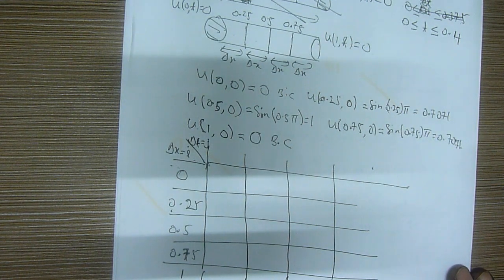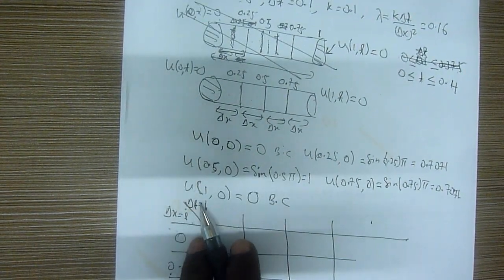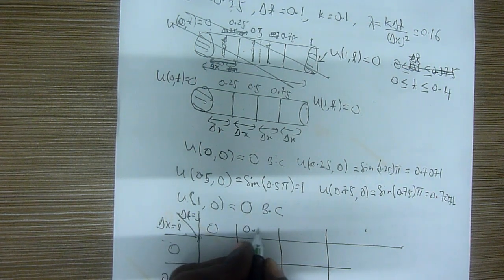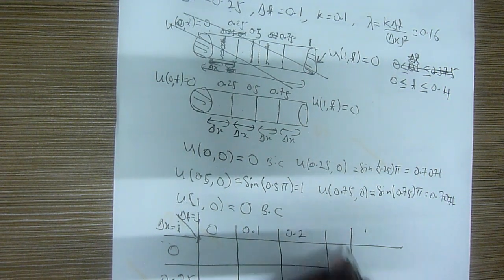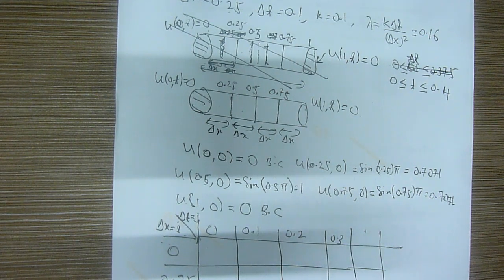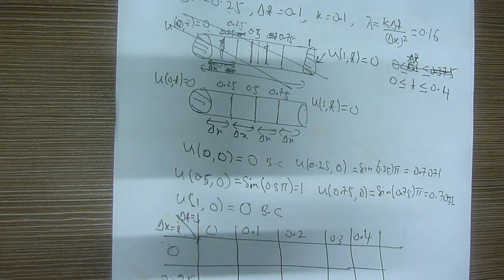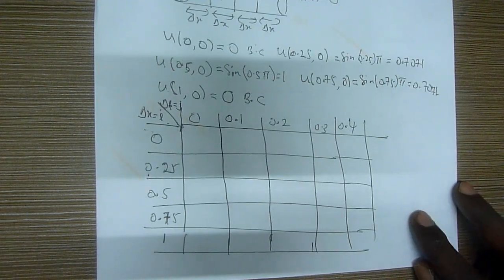Okay, 1. Second, what is the t progress? The t will progress 0, 0.1, 0.2, 0.3, 0.4. Okay? Agree? Can or not? This is the table.